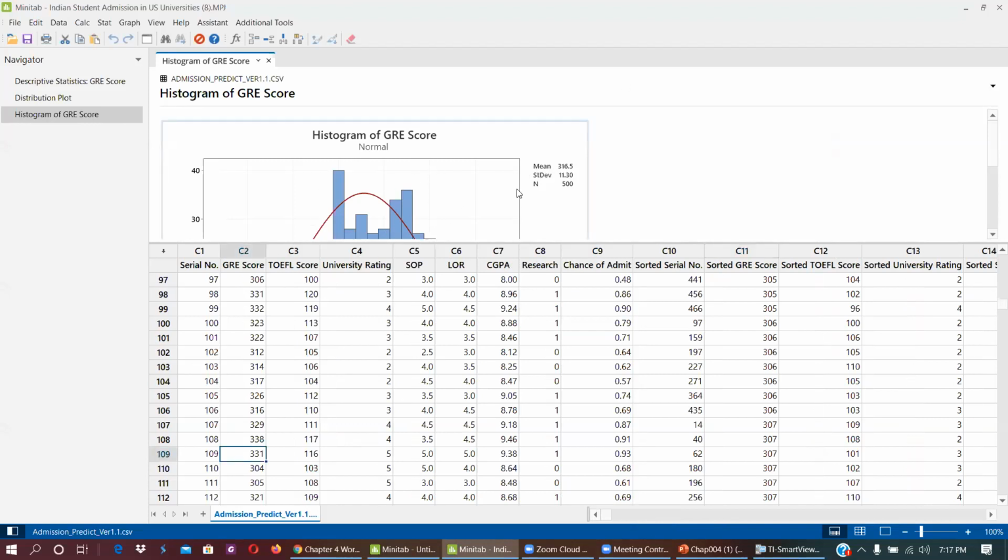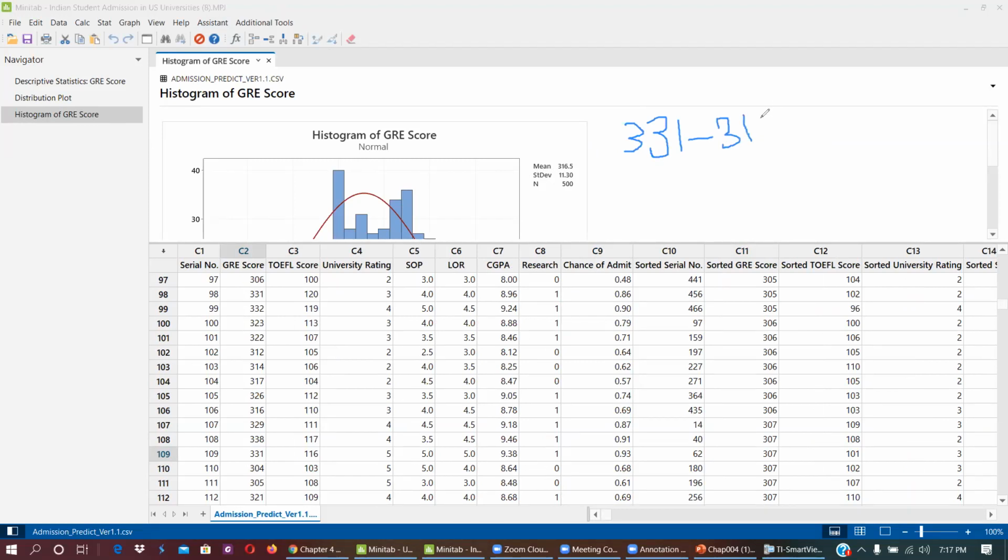331 in this distribution. So what we will do is 331 minus the mean, 316, divided by 11.30. What we are getting here is positive, because 331 minus 316 is 15. How much is this going to be?